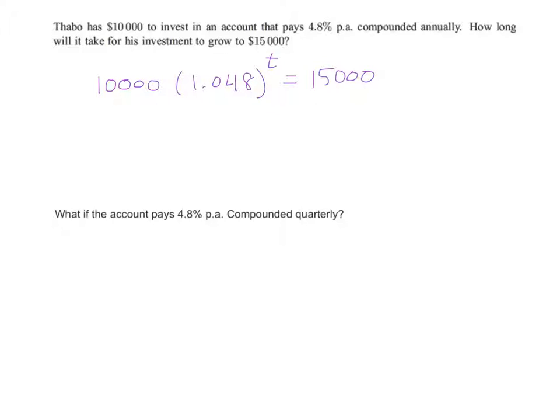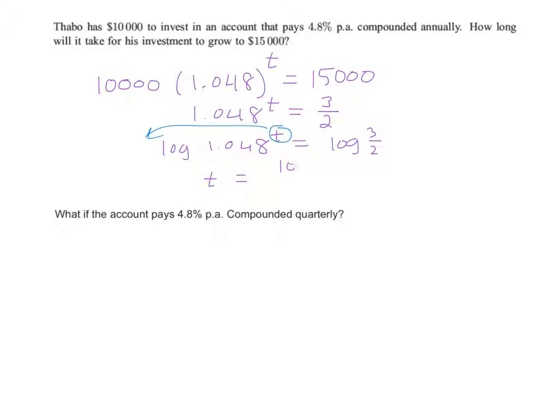$15,000? To solve for t, you need to divide by 10,000 on both sides, so you're left with 1.048 to the t is equal to 3/2. And then we have to take the log on both sides, so log of 1.048 raised to the t is equal to log of 3/2. Using the law of logs, we know that this t comes in the front, so we can solve for t by dividing by log of 1.048 on both sides.